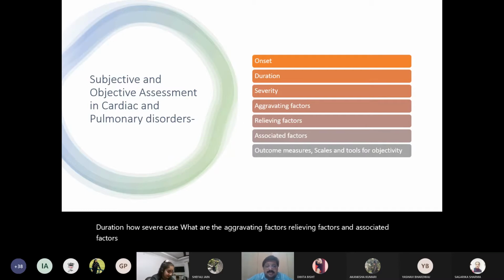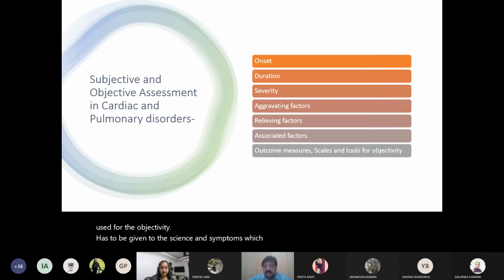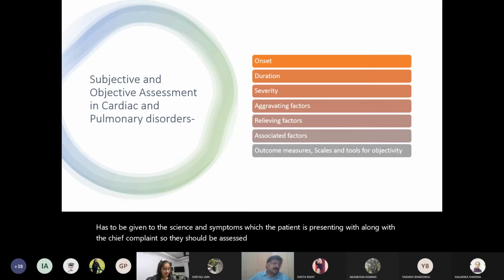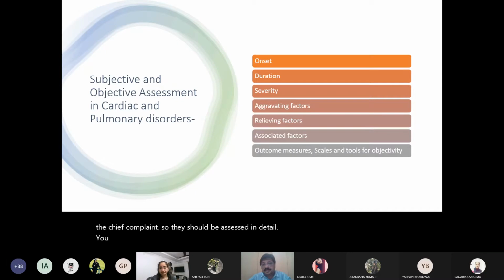Then outcome measure must be checked. Some scales and tools may be used. For the objectivity, attention has to be given to the signs and symptoms which the patient is presenting with, along with the chief complaint. So they should be assessed in detail using subjective objective assessment, and the outcome measures have to be used for the objectivity purpose.